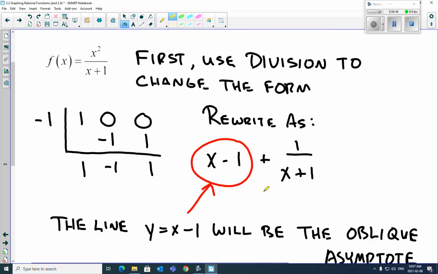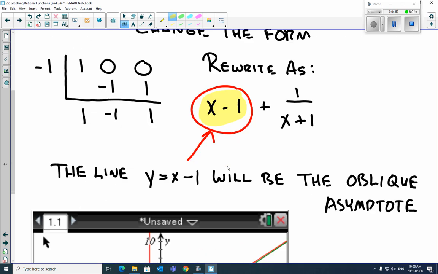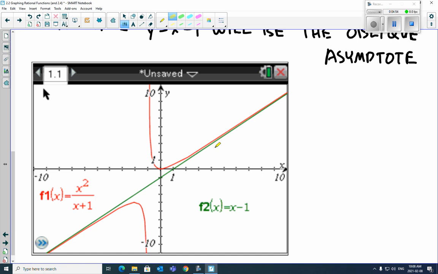So what this tells us is x minus 1, you could graph that. It's y equals x minus 1, and it's an oblique asymptote. So when we look at it, see that line here, the main line, the green line? That's our x minus 1. That is going to be our asymptote.